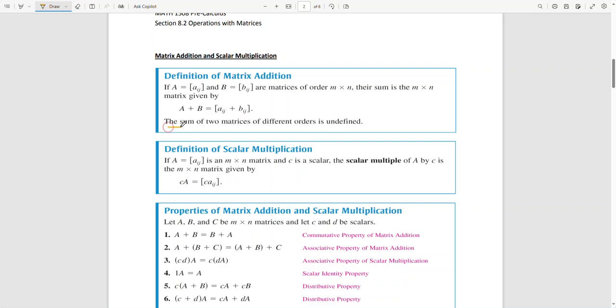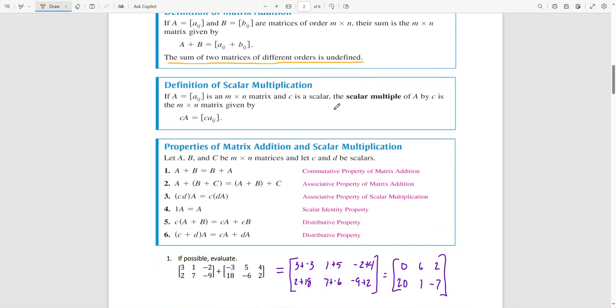This is very important: the sum of two matrices of different orders is undefined. They have to have the same order. They have to have the same size so you can add each component. All right. If A is an m by n matrix and c is a scalar, just some number, the scalar multiple of A by c is, we just multiply every single component of the matrix by c.